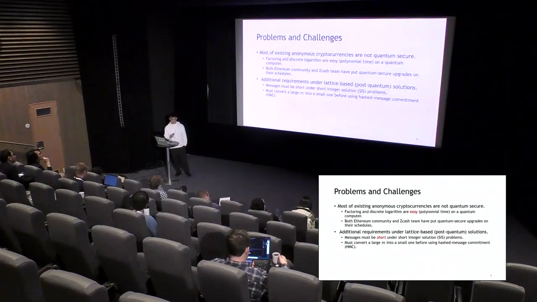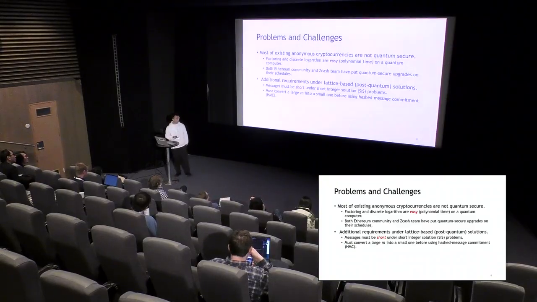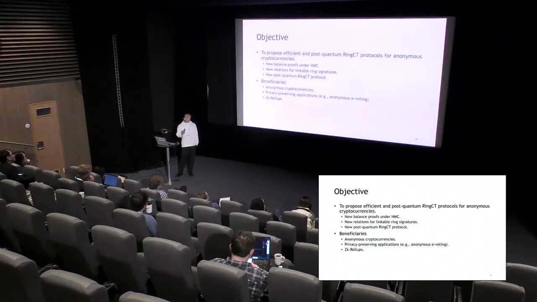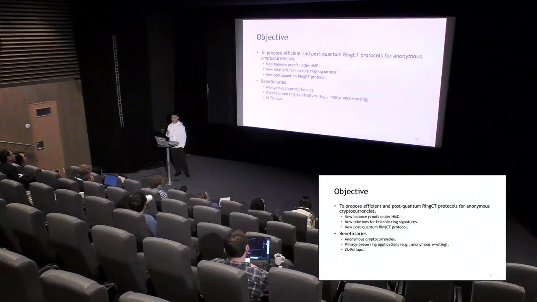And as a result, we have to convert the large messages. For example, the value, the amount, we need to convert into small pieces before using the lattice-based commitment scheme. So just the hashed message commitment here. And also there are some lattice-based solutions already proposed, but they are not efficient enough. So what's our objective? The main objective is that we want to propose efficient and post-quantum ring-CT protocols for the anonymous cryptocurrency, right? And it mainly contains 3 steps.